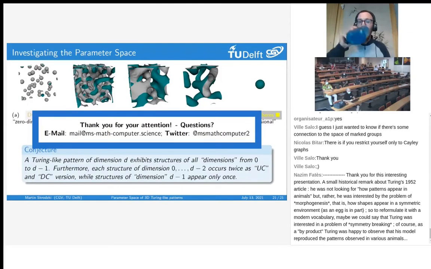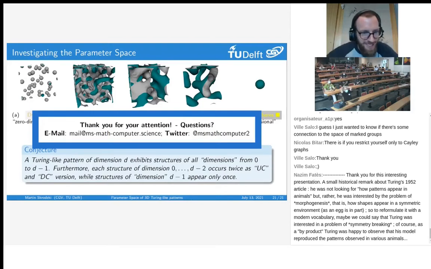Right. So Nazim has one in the chat. It says, a small historical remark about Turing's 1952 article. He was not looking for how patterns appear in animals, but rather he was interested by the problem of morphogenesis, that is how shapes appear in a symmetric environment.